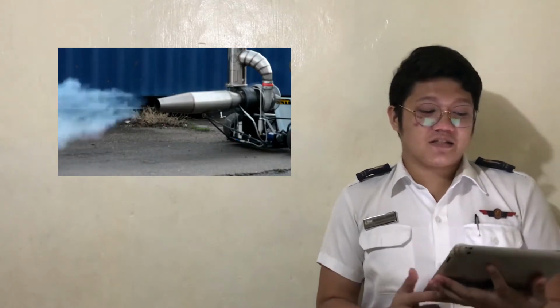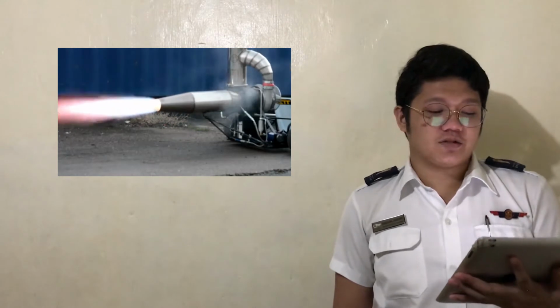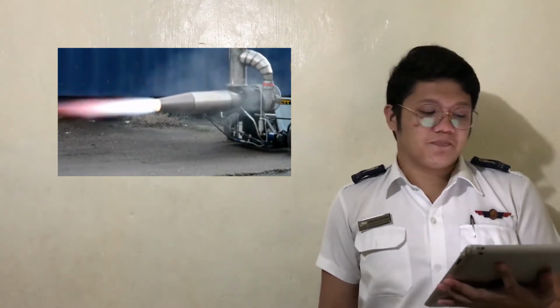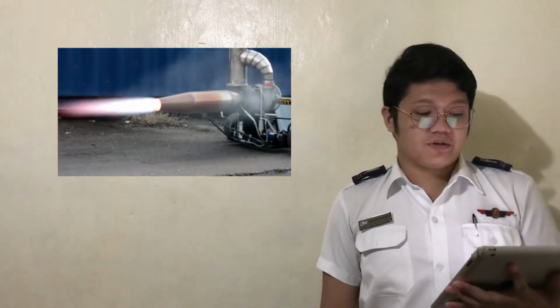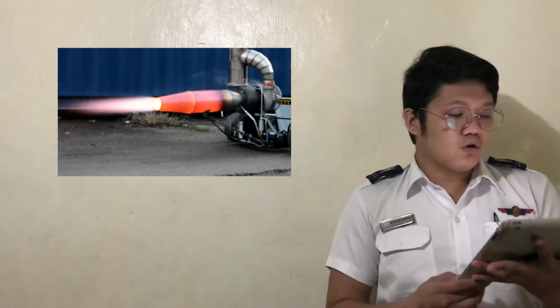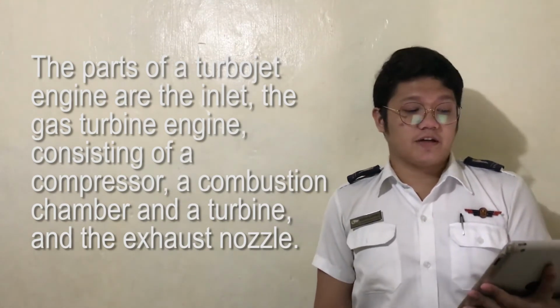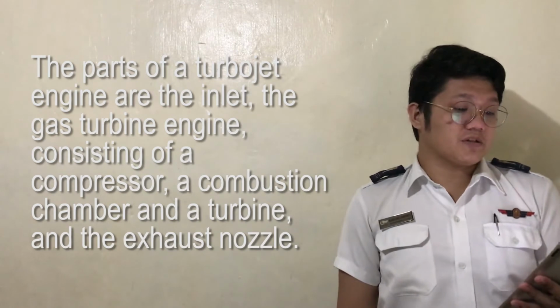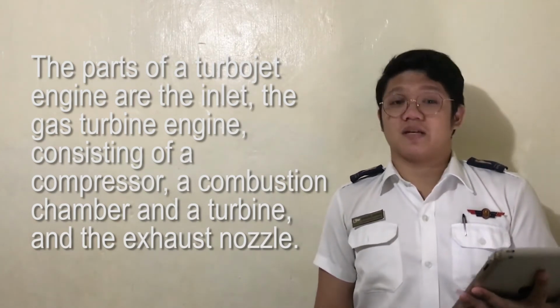Okay, a turbojet engine is a jet engine that produces all of its thrust by ejecting a high-energy gas stream from the engine exhaust nozzle. In contrast to a turbofan or bypass engine, 100% of the air entering the intake of a turbojet engine goes through the engine core. The parts of the turbojet engine are the inlet, the gas turbine engine, consisting of a compressor, a combustion chamber, and a turbine, and the exhaust nozzle.